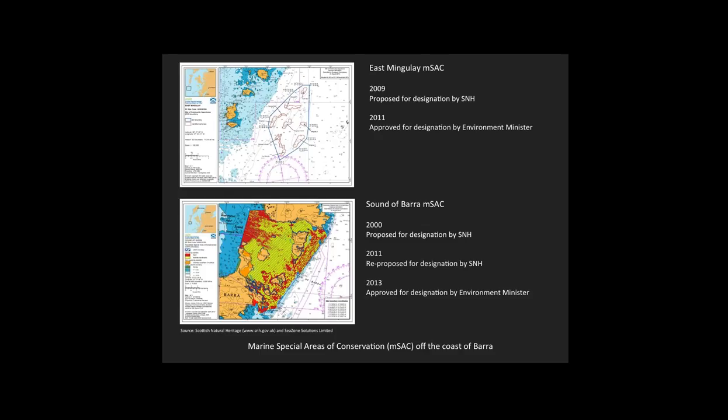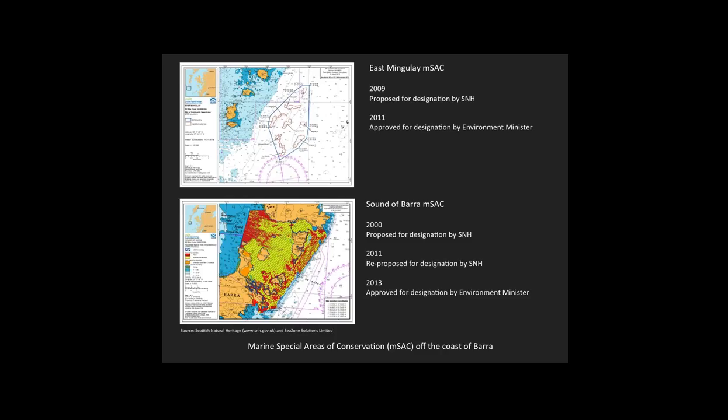On the one hand, it was being presented that SNH were not taking human considerations or people into account, and on the other hand, it was being presented that people on Barra were anti-environment. So what I wanted to do was get beneath this very black and white and polarized picture, and I wanted to try to understand from a social, cultural, and historical perspective what were the factors that were actually shaping people's very strong responses on Barra, which was prompting them to object so much to the possible creation of these marine special areas of conservation.